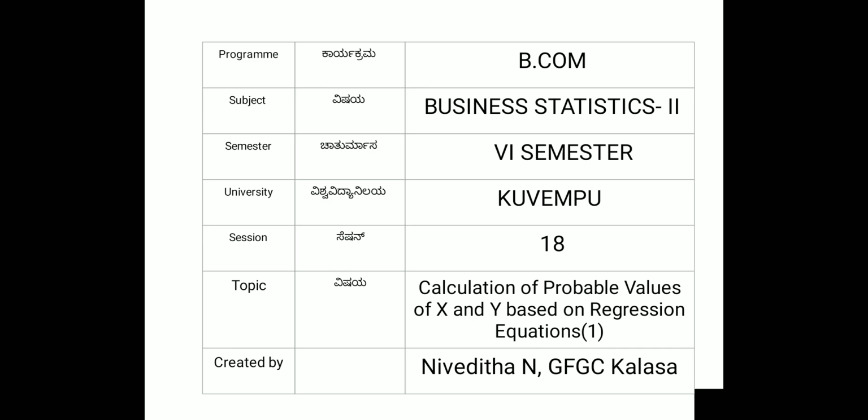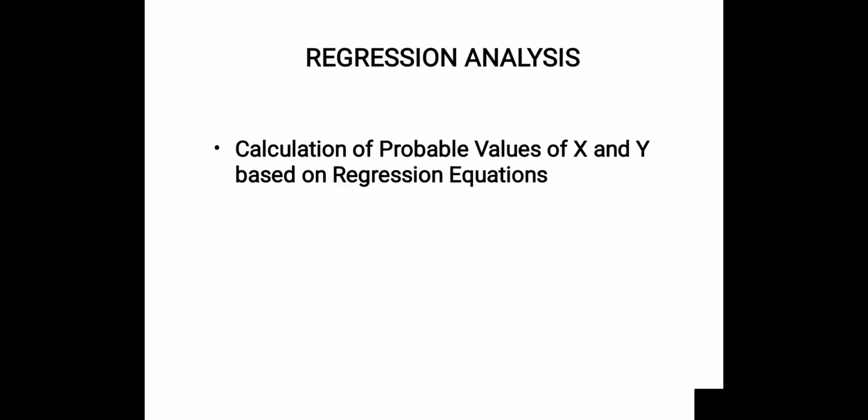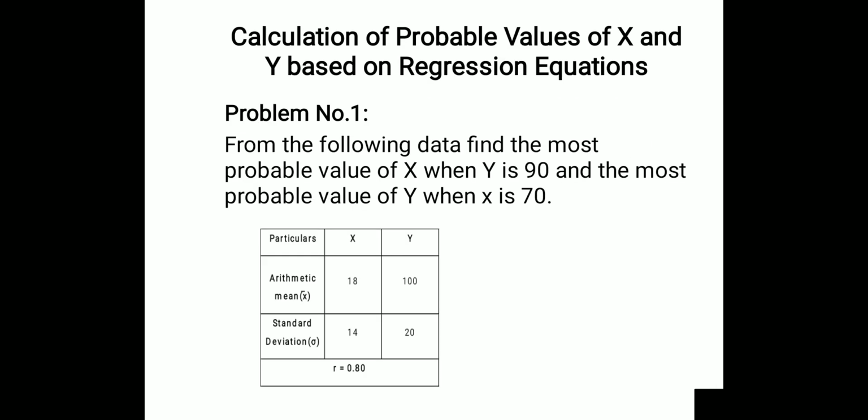In the present session, we'll be discussing the calculation of probable values of x and y based on the regression equations. This calculation of probable value refers to finding out the value of y when the x value is given, and finding out the value of x when the value of y is given, based on the regression lines.